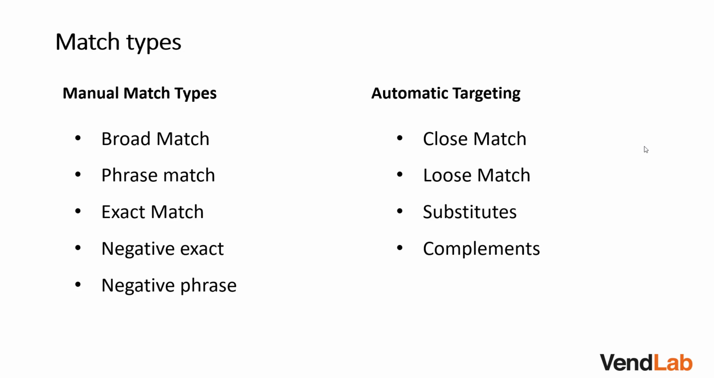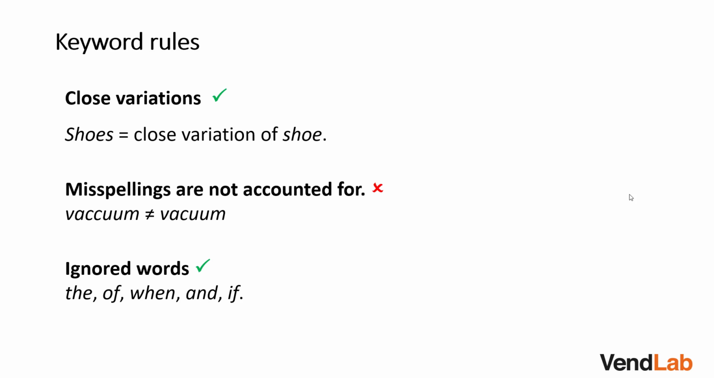There are 5 manual match types for optimizing keyword placements where keyword targeting is being used, and 4 automatic targeting match types where automatic placement is being used. There are some standard keyword rules across all the match types. Firstly, close variations will be included. So for example, shoes is a close variation of shoe and will be automatically used.